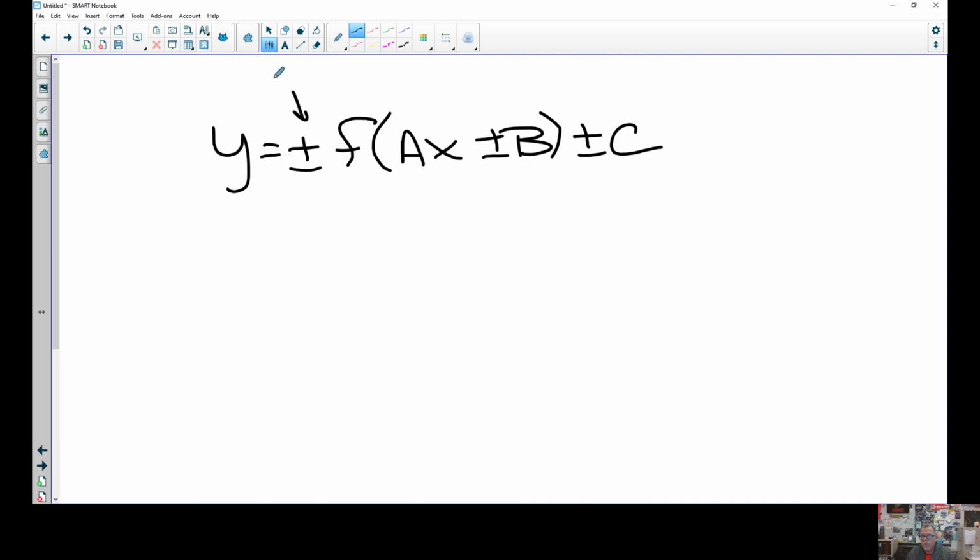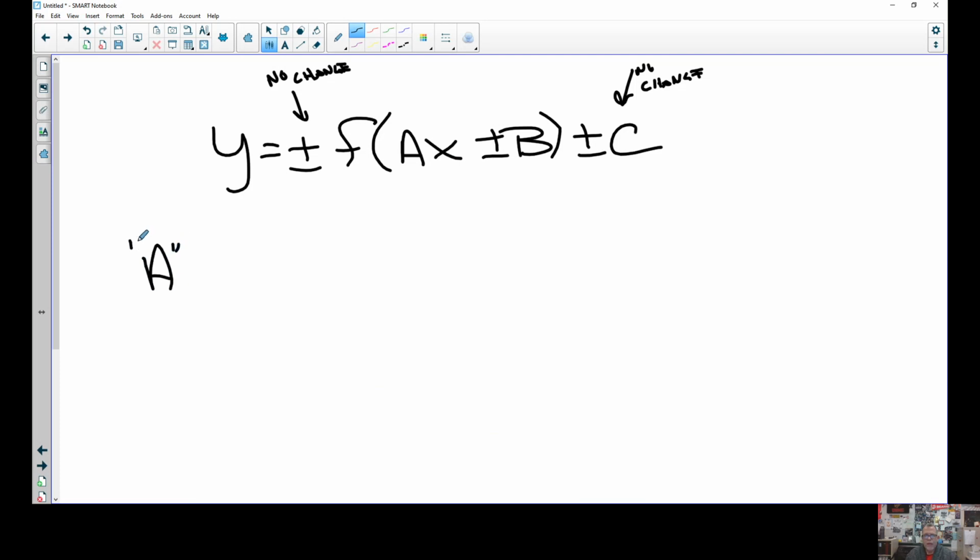I will tell you there's no change here. The plus or minus there will still reflect it. The negative will reflect it across the x-axis. No change here. This is still going to be going up or down, right? Plus is up, minus is down, C. The difference is going to happen with A and B here.